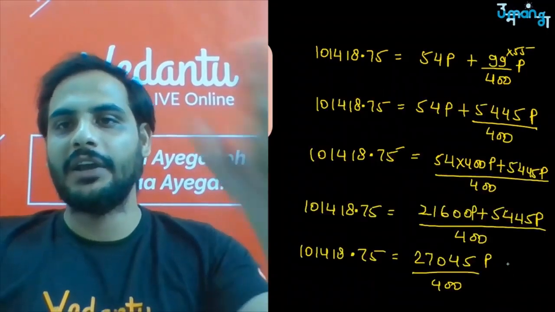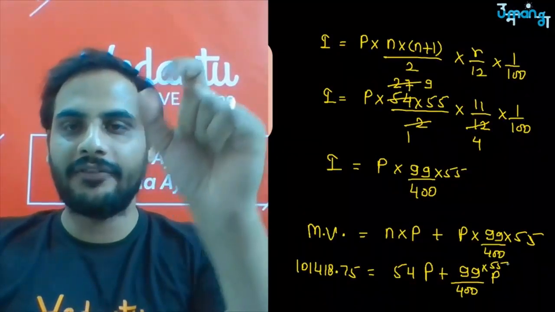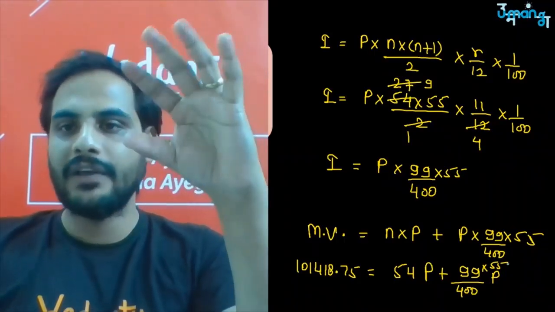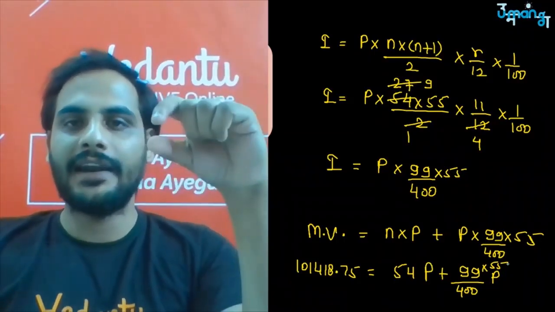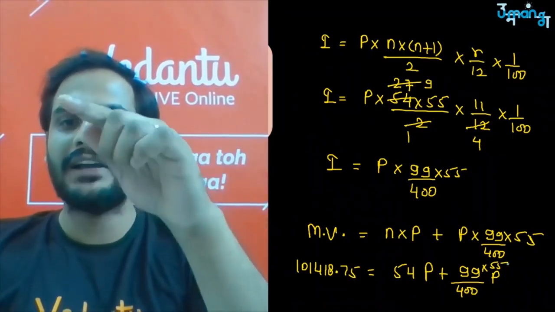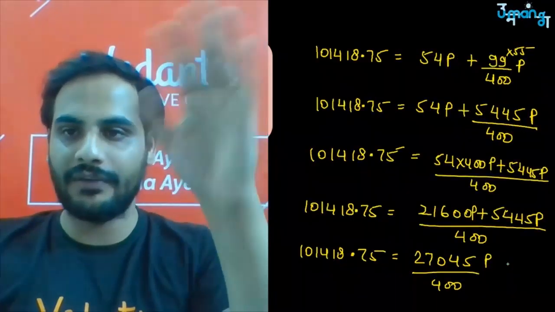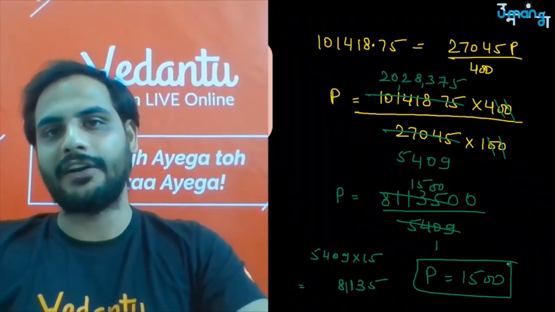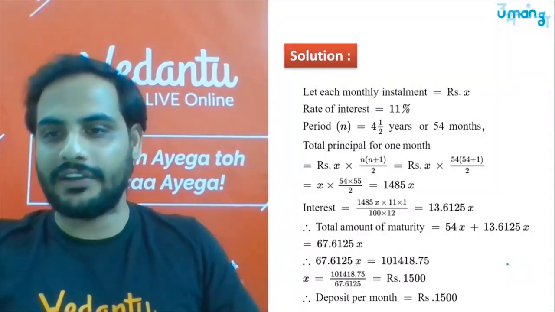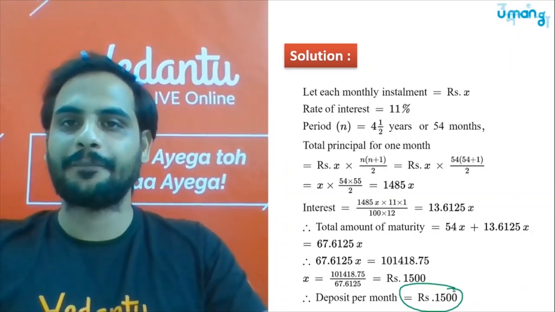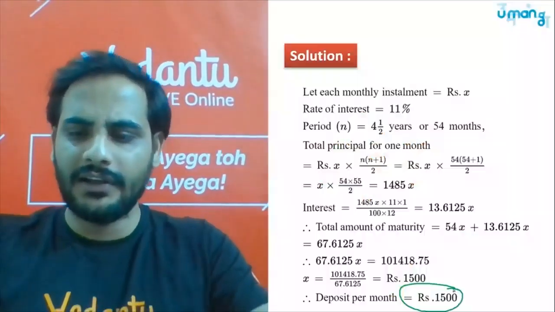The concept was maturity value was given, so I have first taken, let's say, P, the principal amount deposited per month. Then I have calculated the interest, and then I have used the formula of maturity value as N into P plus P into this part plus interest. When I solved this long calculation, I got P is equal to 1500 rupees. So these are more or less your answers here. P is equal to 1500, you can see here as well. So this is more or less the whole part.